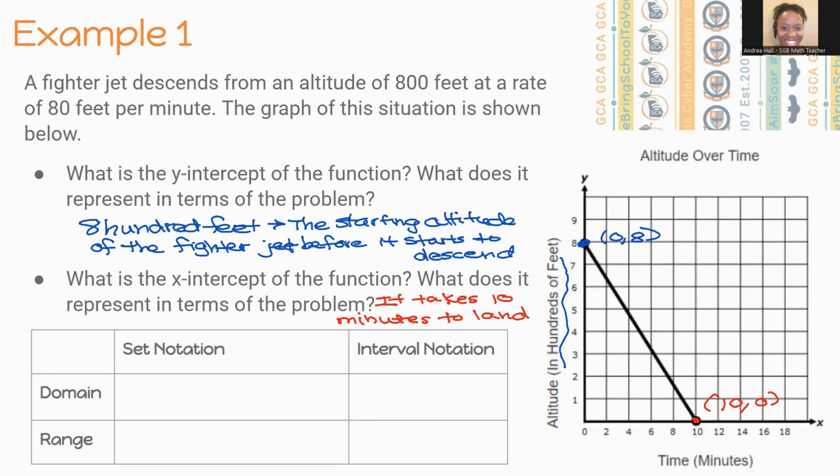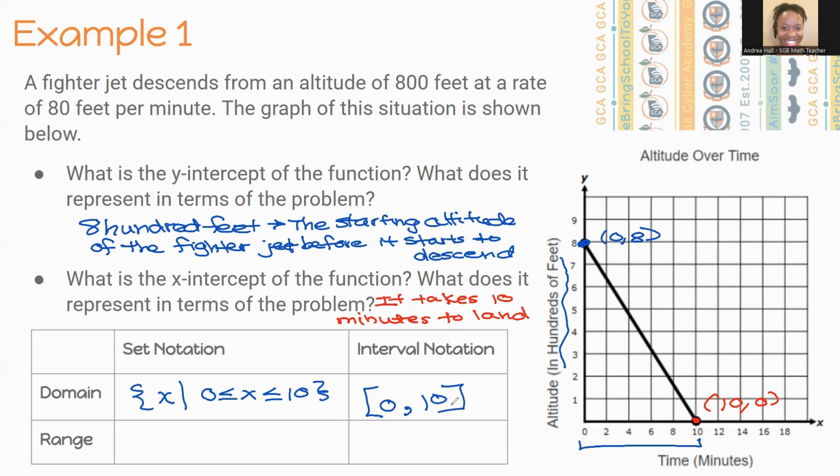And just for the fun of it, to make sure you guys understand domain and range, let's see. My domain would be my x value. So this is where it starts, this is where it ends. In interval notation, it would start at 0, 10. I would use brackets because it includes that. In set notation, x such that 0 is less than or equal to x is less than or equal to 10.